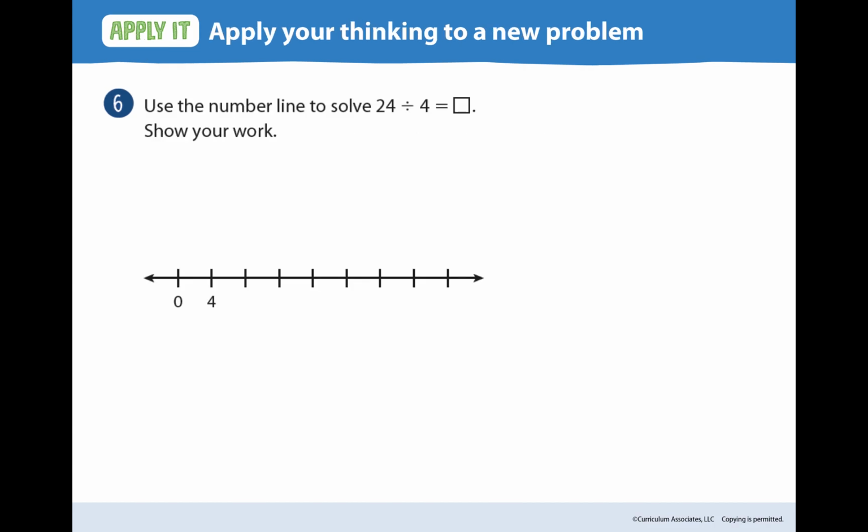So now we're going to apply this. So the number line, right, we talked about, use the number line to solve 24 divided by 4. So this means that we will be counting by 4s instead of 5. So you would have to fill in the number line going from 0 to 4 to get up to 24. I will help you out here. 4, 8, 12, 16, 20.